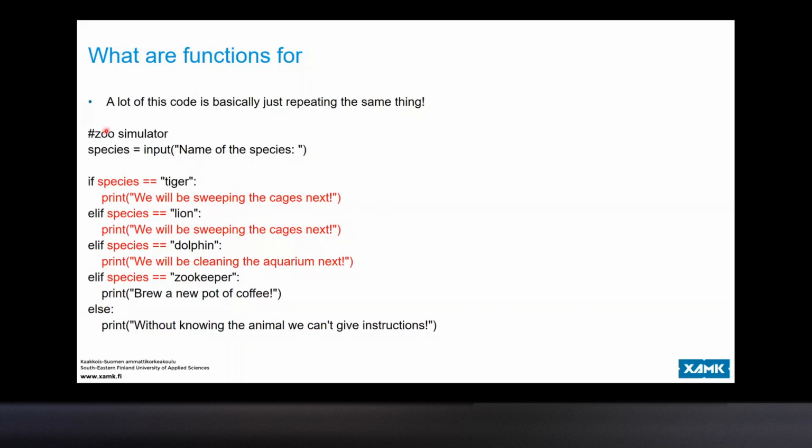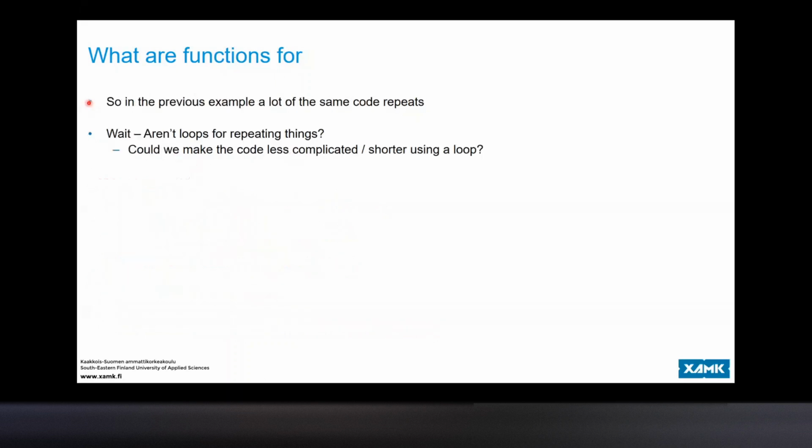So, well, this is a lot of repetition. So hang on, we talked about repetition last time. Aren't loops for repeating things? If you need to repeat stuff, just use a loop. Could we make this code less complicated, or, well, in this case, shorter by using a loop?